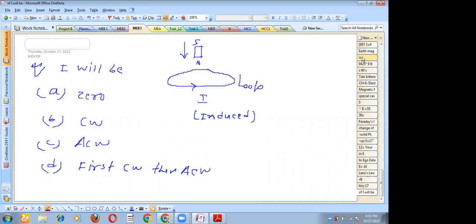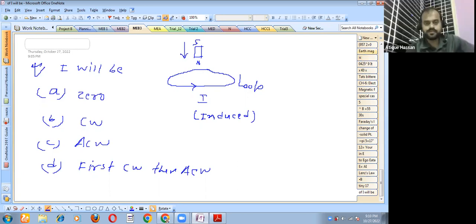Since the magnet is approaching the loop, it will induce a current in such a way that the magnet will be opposed. So it will try to provide a north pole, and to create a north pole magnetic field, the current must move in the anti-clockwise direction. All right.